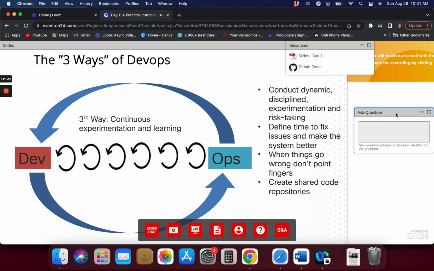Open source is a great way for people to work together to solve a similar problem, to use the natural ability of multiple brains and eyes to fix things faster, as well as to innovate and try new things. So within your organization, create shared code repositories.